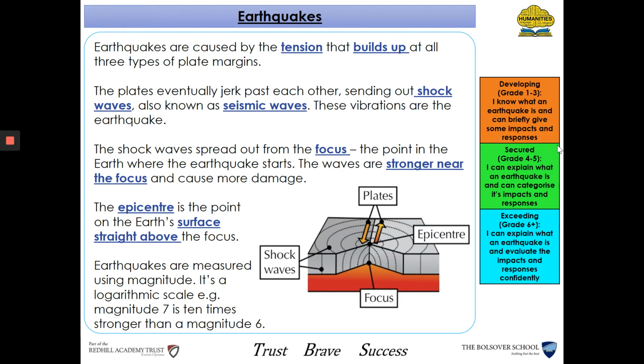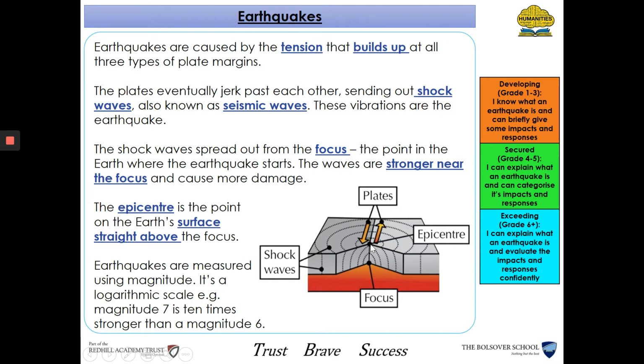Earthquakes are caused by the tension that builds up at plate margins. The plates eventually jerk and send out shock waves, also known as seismic waves, and these vibrations are an earthquake. You feel them on the Earth's surface. The shock waves spread out from the focus, the point in the Earth where the earthquake starts, which we can see here. The waves are stronger at the focus and can cause more damage. The epicenter is the point on the Earth's surface straight above the focus. You can see this on the diagram here.